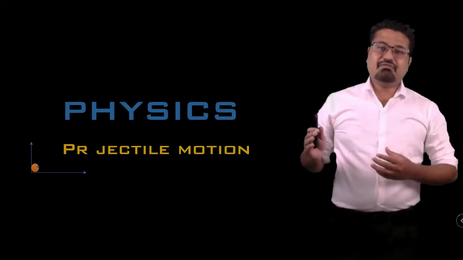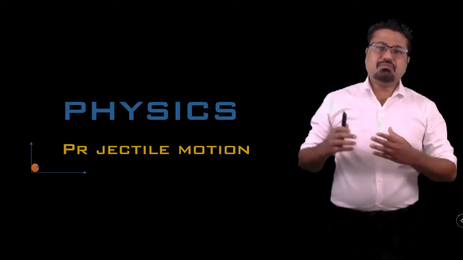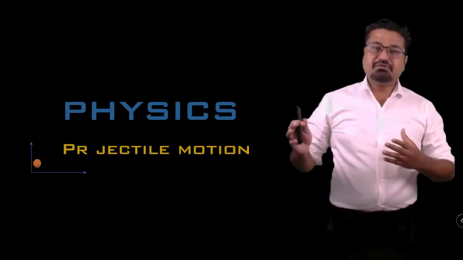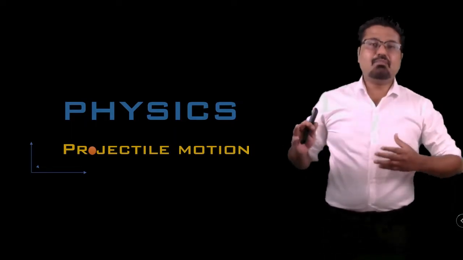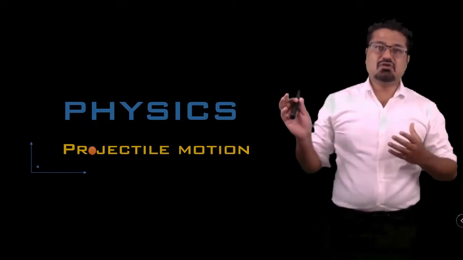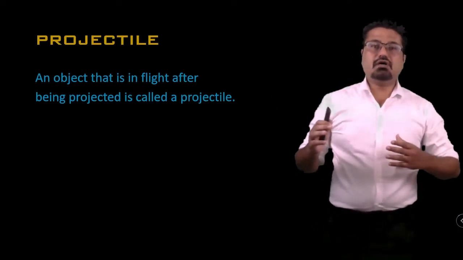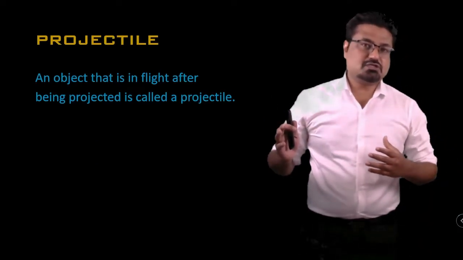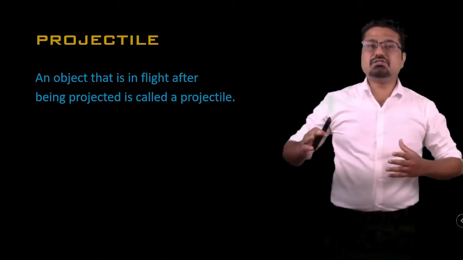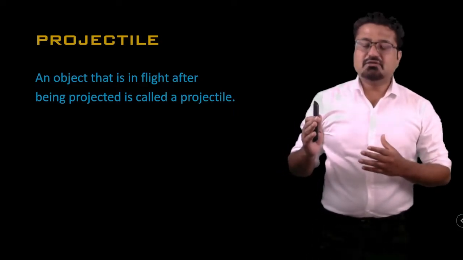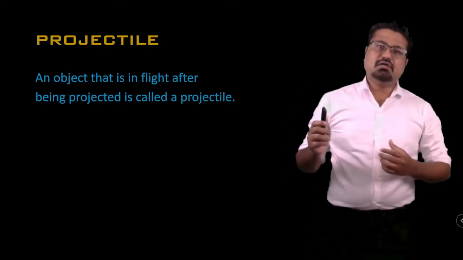Today we will learn about projectile motion. In projectile motion, an object moves in a plane, and there are many objects around us which are in projectile motion. So here the first question is, what is a projectile? The answer is: any object which is in flight after being projected is a projectile.